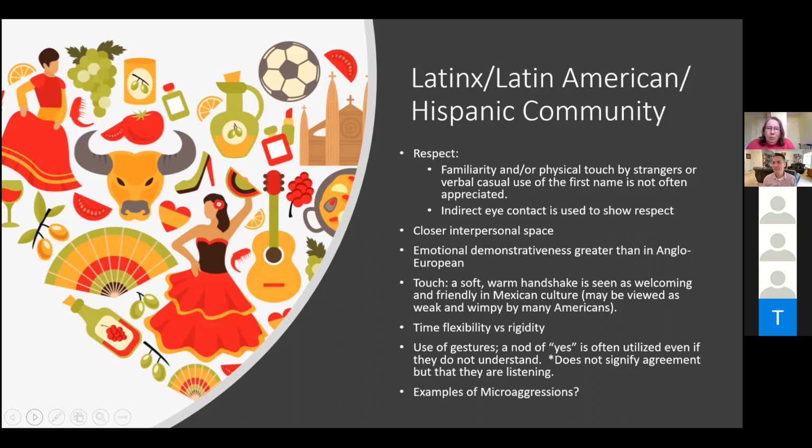There's the smiling. As far as emotional demonstrativeness, the Latin culture, they smile a lot. It takes the place of a lot of verbal communication. So Anglos might consider them a little bit too smiley, and that they're maybe inappropriate or unprofessional.